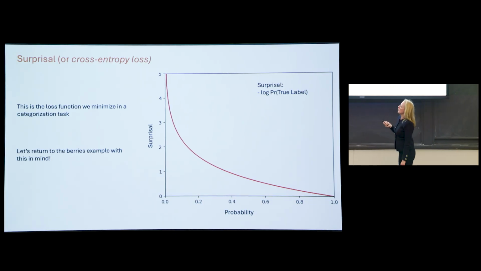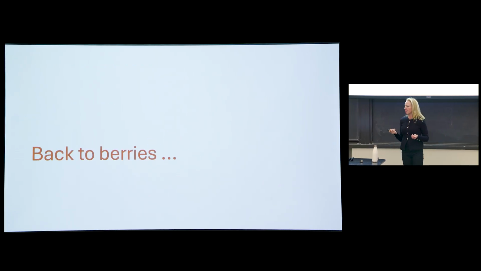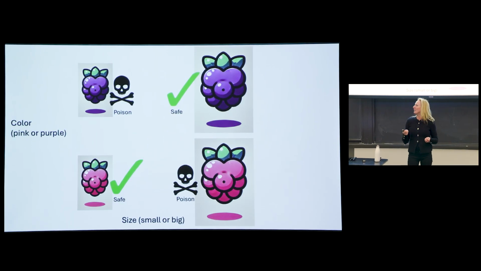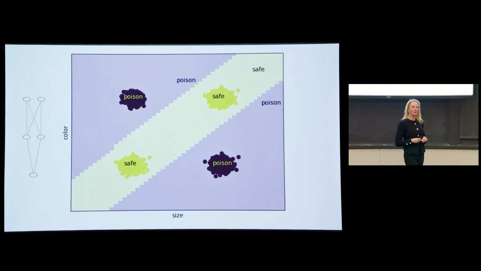I just want to go back to the berries example. Safe, poisonous, only 2 possibilities, so it's a little easier to graph than the handwritten digits. Let's go back to that with this in mind. To remind ourselves, these 2 are poison, these 2 are safe. With just a pretty small model, as long as there's a nice little nonlinearity in there, we can learn a model that categorizes the berries correctly into poisonous versus safe. Okay?